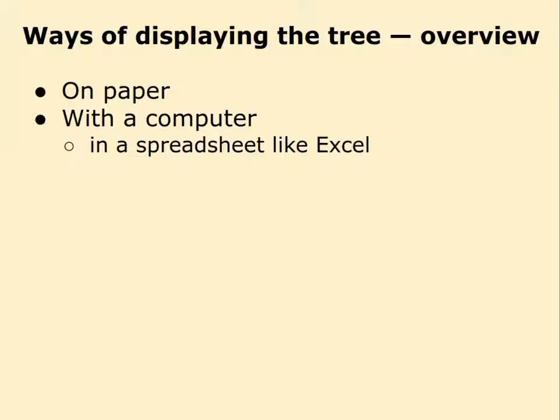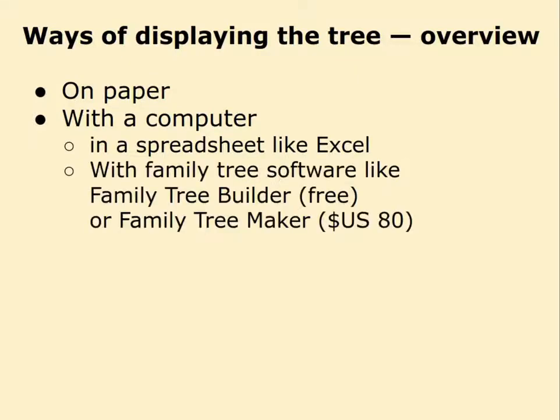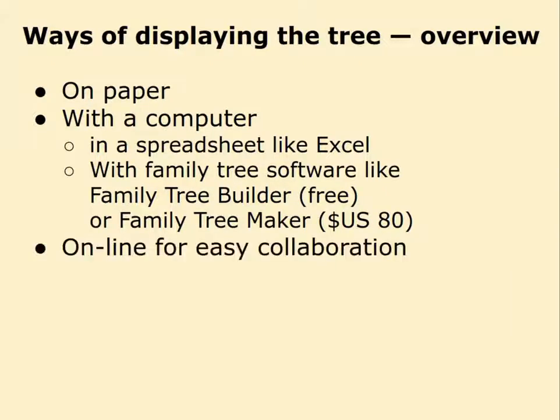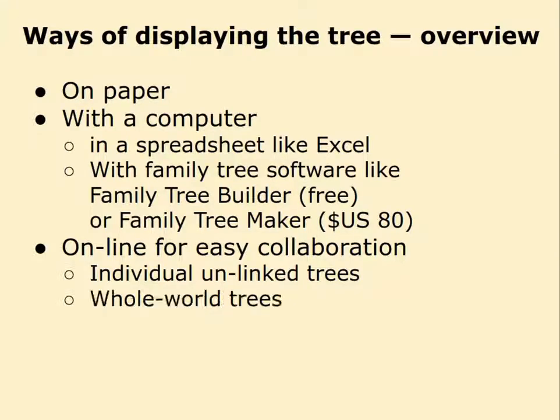On the computer you could use a spreadsheet like Excel, or you could use family tree software like Family Tree Builder from MyHeritage, or Family Tree Maker, which connects to Ancestry.com. Or you can display it online, and this is good for easy collaboration, and that's what we do in the Clan Henderson Society. We can have individual unlinked trees at sites like Ancestry.com or MyHeritage, or we can have a whole world tree which aims to tie all those individual trees together.